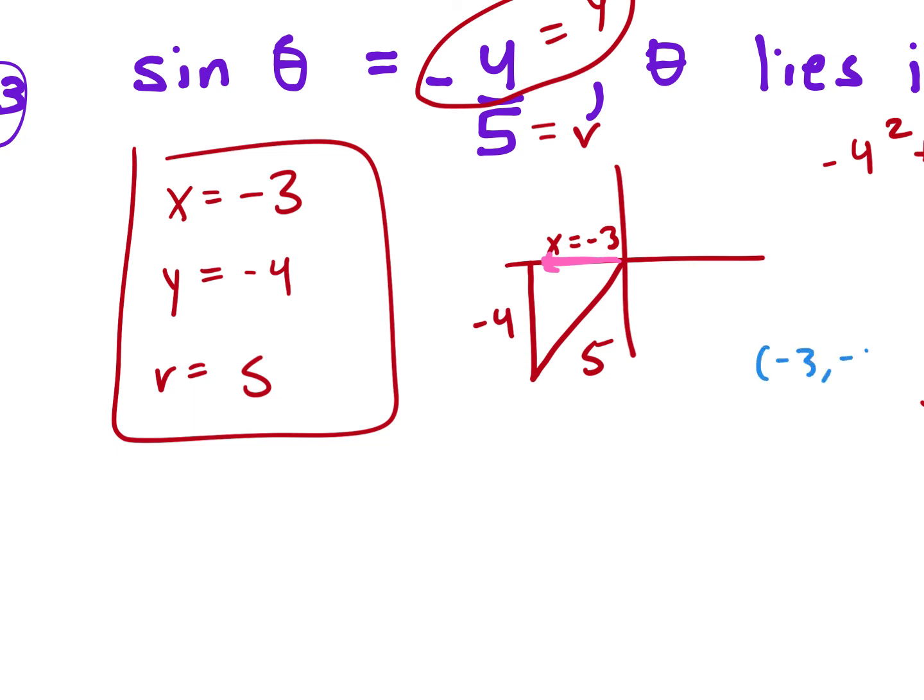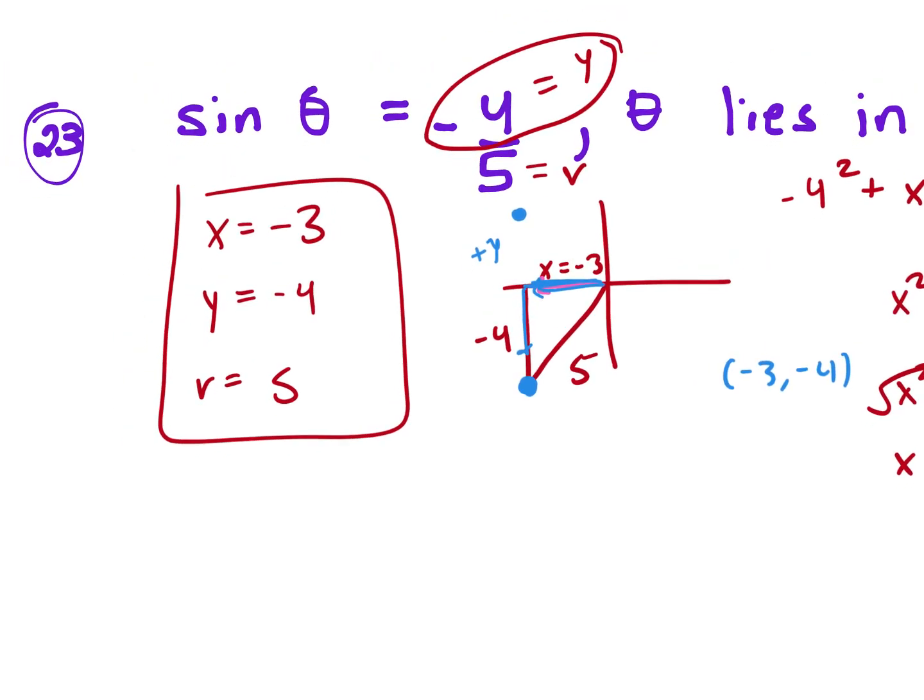Negative 3, negative 4. Negative 3, I have to go to the left because it's negative. And I would go down because it's negative 4. So it'd be there. So if you're going to the left, your x value is negative. If you're going down, your y value is negative. If it was up here, x value would be negative because you're going to the left. Y value is positive. So you can look at your x and y values to figure that out? Yeah, just think about it as like a coordinate plane where you would plot your point.